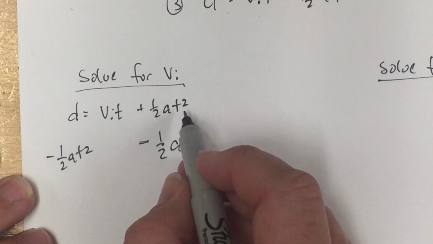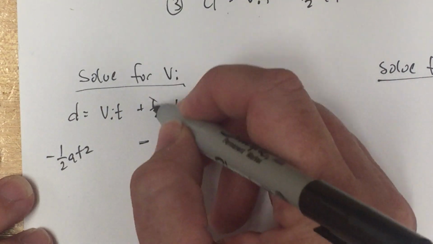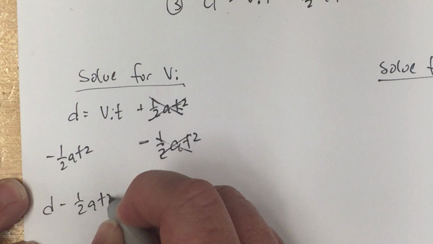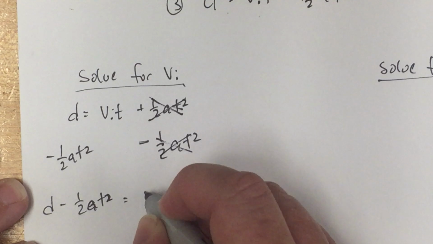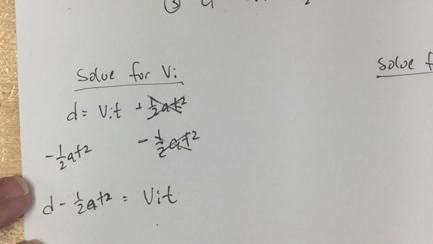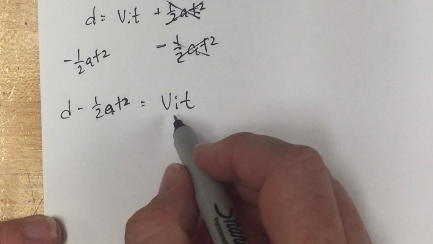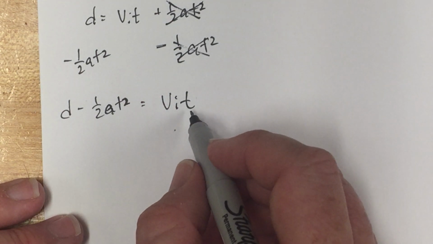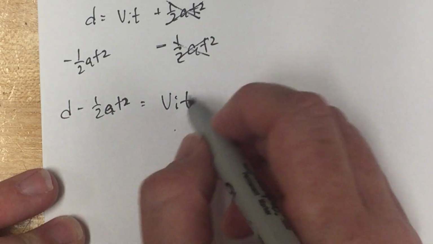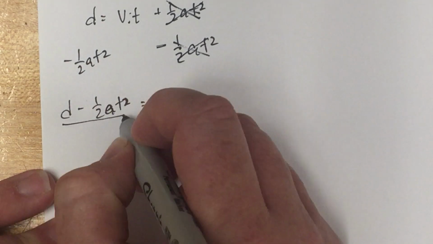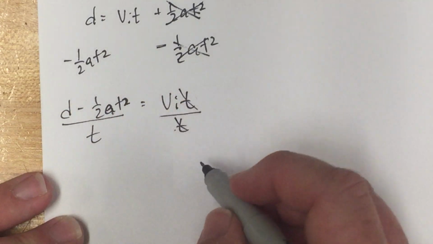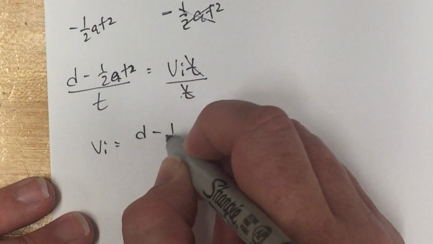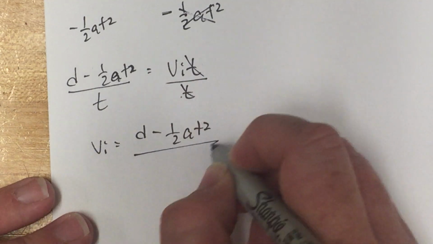If I have VIT plus 1/2 AT squared minus 1/2 AT squared, I cancel out that whole thing, and it'll give me D minus 1/2 AT squared equals VI times T. I'm trying to get the VI by itself, so I need to do the opposite to the T from what's already happening. Right now I have VI times T. The opposite is to divide. So I'll divide both sides by T, canceling it out here. What that leaves me with is that VI equals D minus 1/2 AT squared, divided by T.